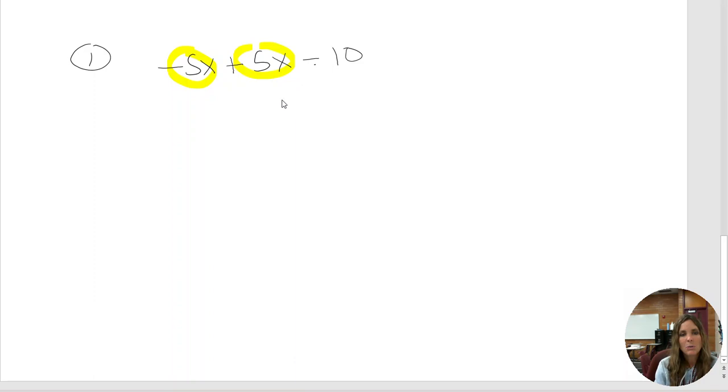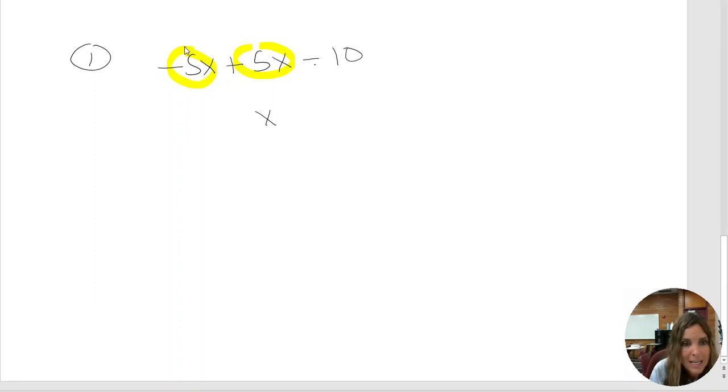So, the first question that a lot of students were missing, question number 1, looked something like this. If we have a negative 5x and we combine that with a positive 5x, and then a negative 10, we need to first recognize that these are like terms. When you combine like terms, you keep the variable term the same. Because these both have an x, we would keep that x the same, and then we just combine the coefficients.